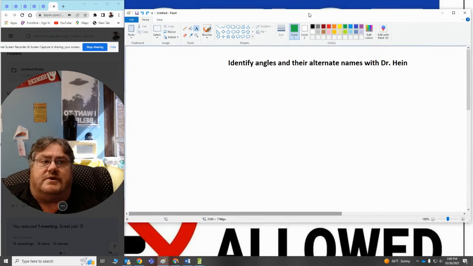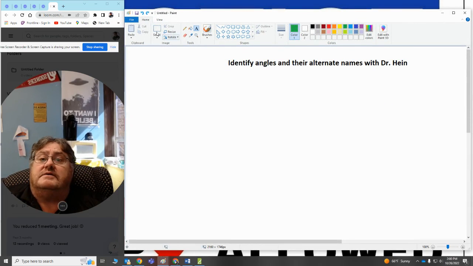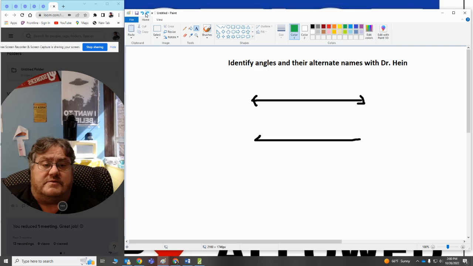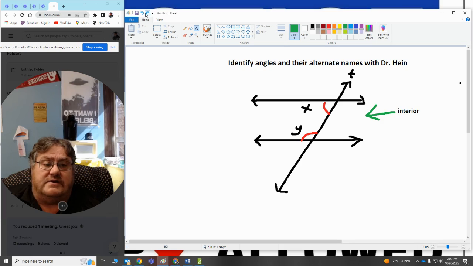Let me draw two parallel lines, and I'm going to separate these parallel lines again by a transversal. We'll label T for the transversal, and this can be angle X, this could be angle Y. Okay. Now notice that angle X and angle Y are on the interior of the parallel lines. Okay, that's the interior. Remember, the outside, the top here, and the bottom is the exterior, but angle X and angle Y is on the interior.